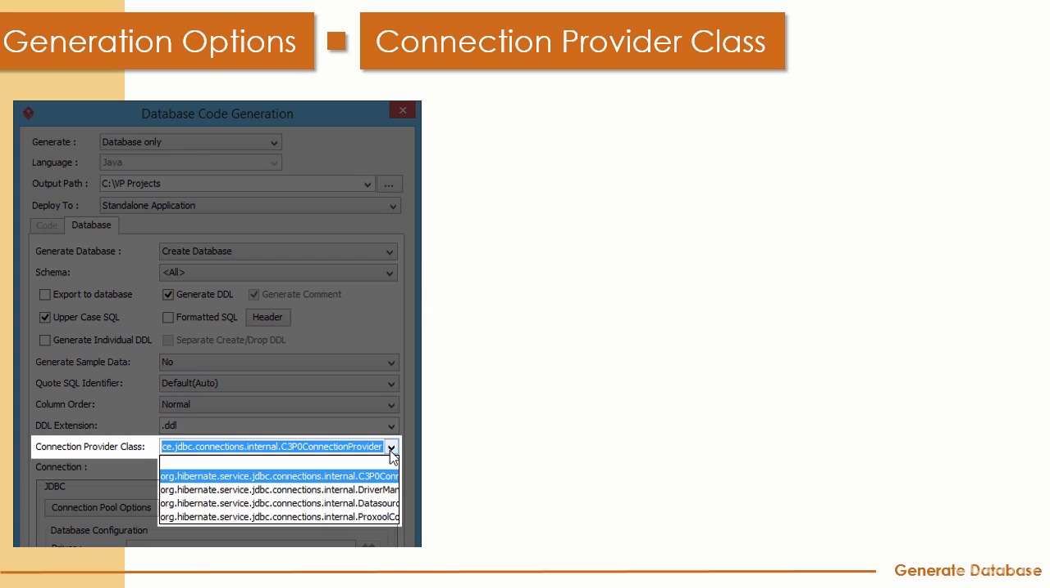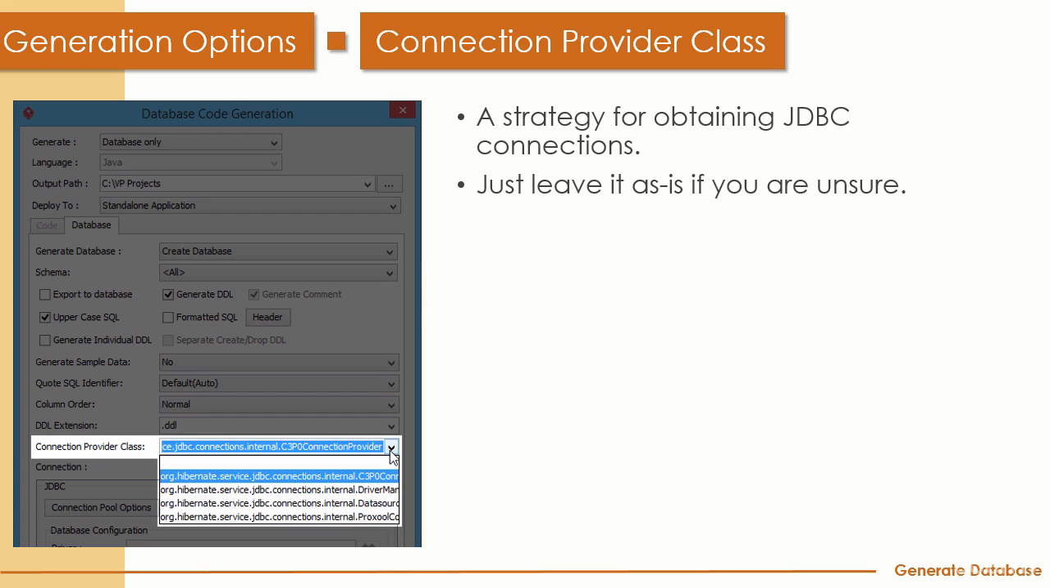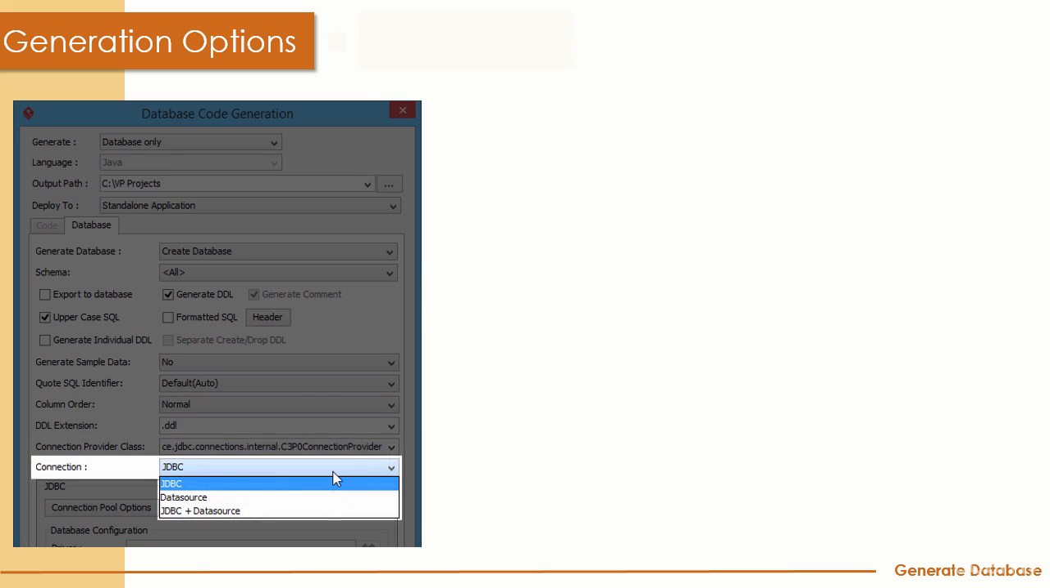Connection provider, it is the strategy for obtaining the JDBC connections. Visual Paradigm uses JDBC to connect to your database server. We suggest you just leave it as it is. You don't need to manage it because it's just generating, so the efficiency is not very demanding.